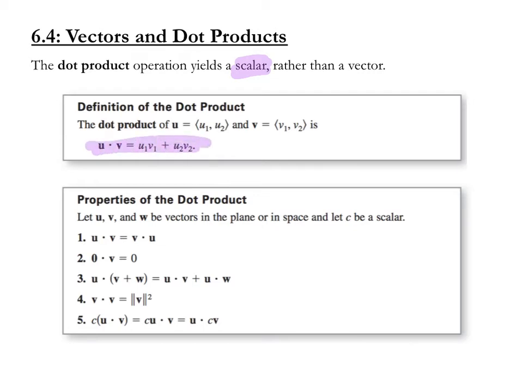So this is your formula for the dot product. You're going to multiply the horizontal components together, plus then you're going to multiply the vertical components together. So you're going to end up with two numbers, and you're going to add them together, and you'll just get one number in the end.